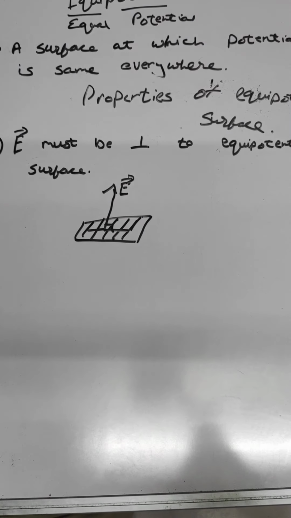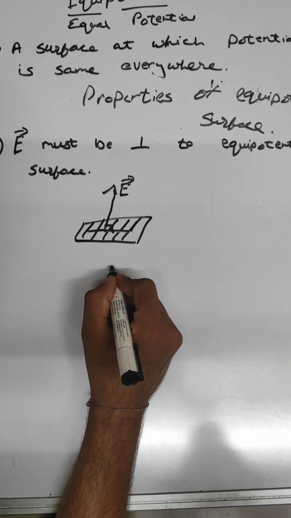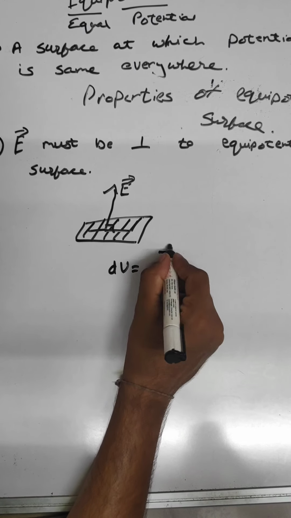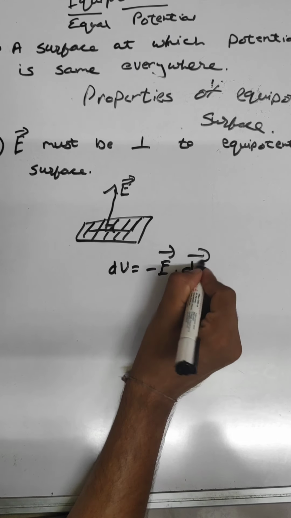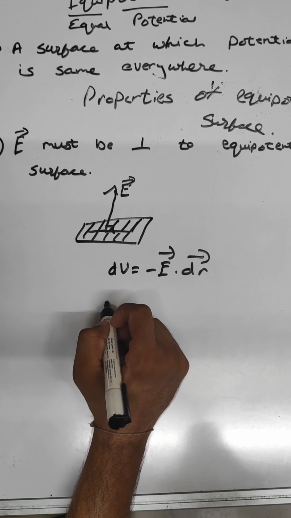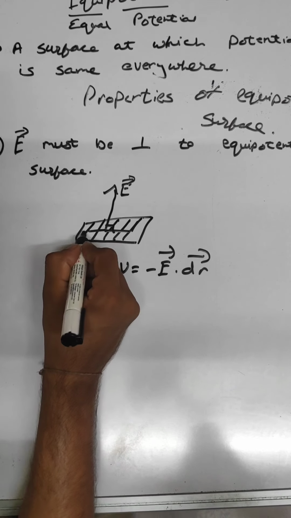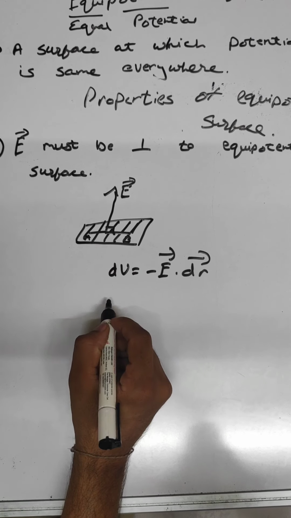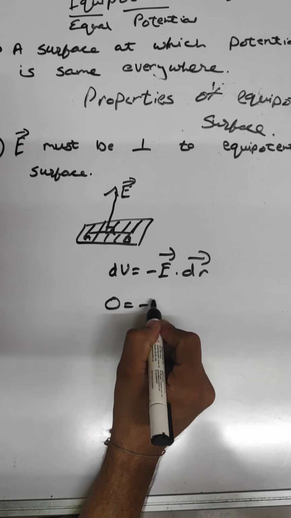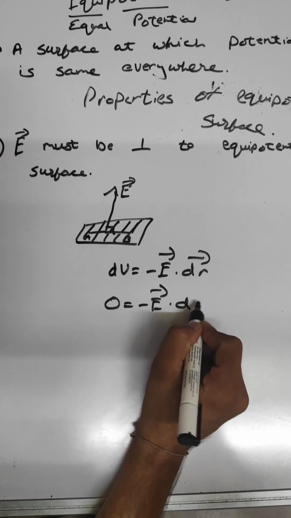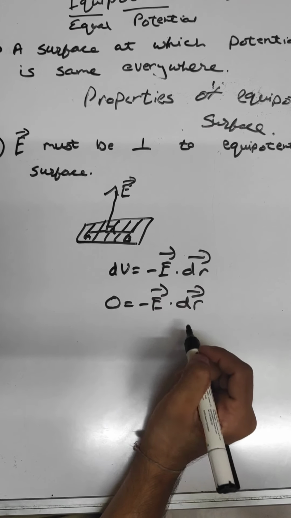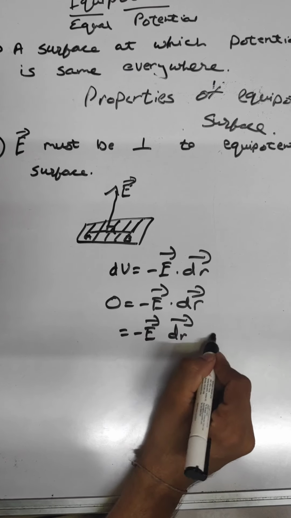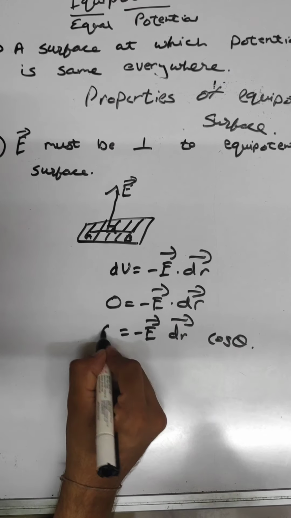Now let us understand how we can show this. Suppose we know the formula, change in potential is equal to E dot dr, where dr is in the direction of the field. Suppose this is an equipotential surface. Then the change in potential will be equal to 0. So dV = 0 = E dot dr. Now this is a dot product, so it will be E dr cos theta, equal to 0.